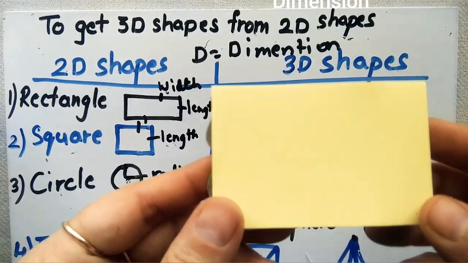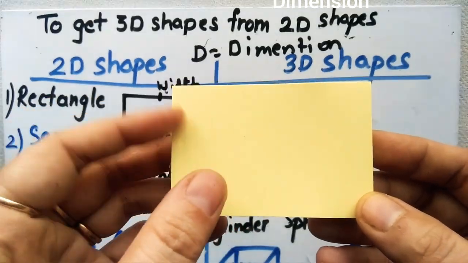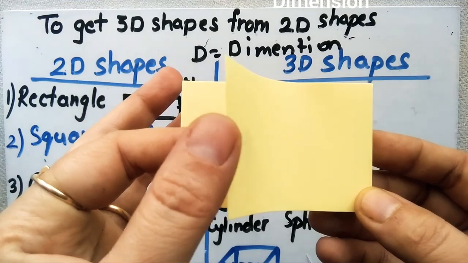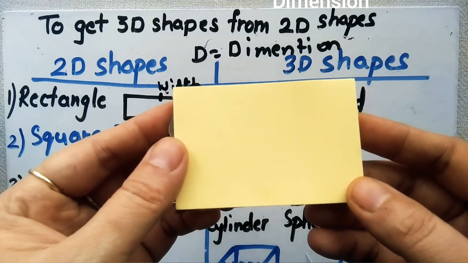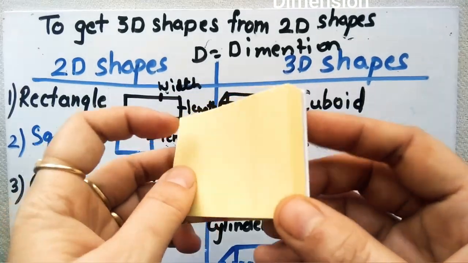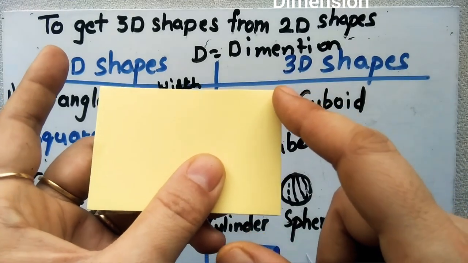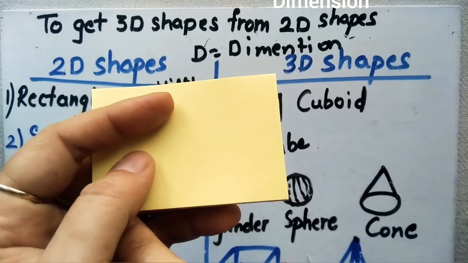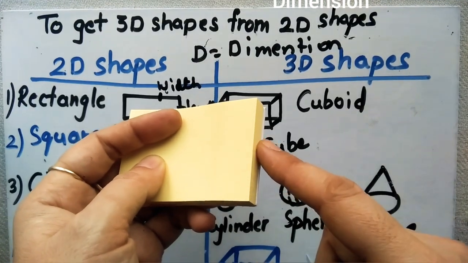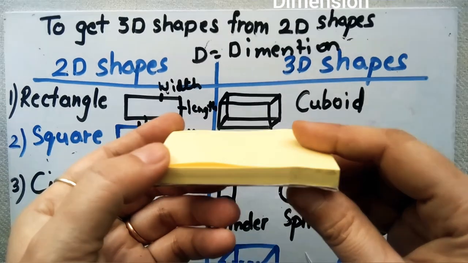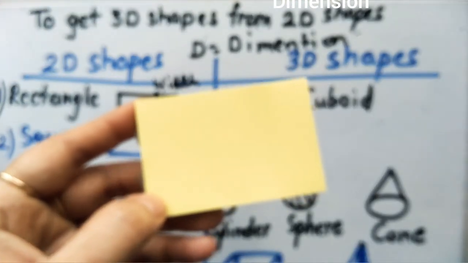See here, this is a sticky note and it's a rectangular shape. When there is one sticky note, there is a very nominal thickness, no thickness at all. But when I stack all the rectangular sticky notes on each other, now I can see there is a thickness also. There is a length, a breadth, and thickness, which means the third dimension has come. That's why this becomes a 3D shape, and this is a cuboid because it is made out of rectangles.